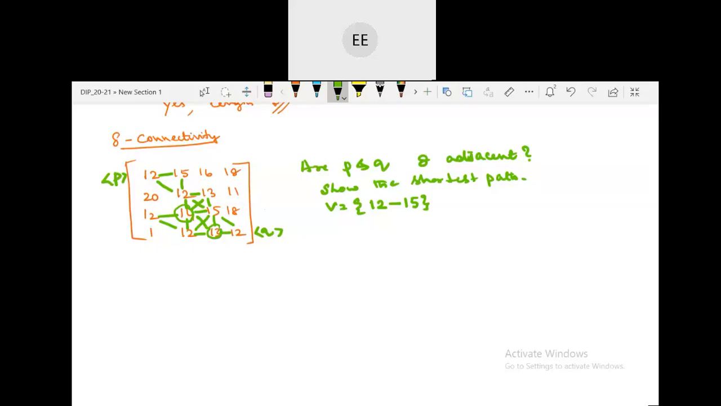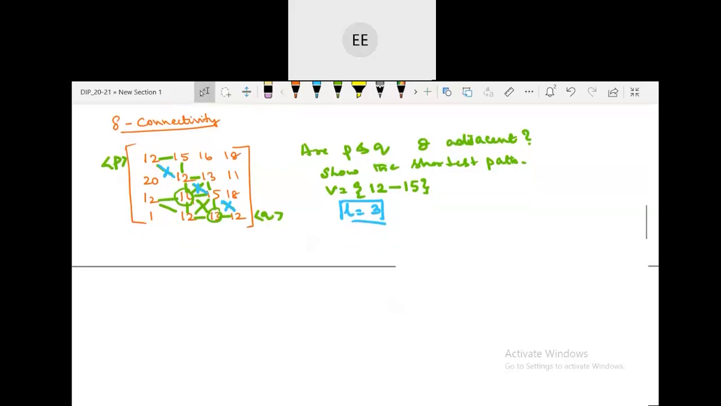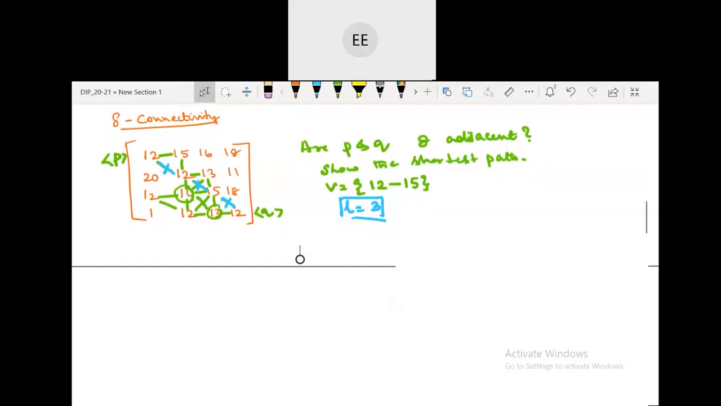But right now, the question is, are P and Q 8 adjacent? Show the shortest path. So the shortest path would be, I'll just mark this connection, this connection, that means the diagonal connection and diagonal connection. So the length of the shortest path is 3 actually. That means 1, 2 and 3. So hope the point is clear. This is how we can do 8 connectivity, and you can also find the shortest path. There are multiple paths, but we are taking the shortest path.